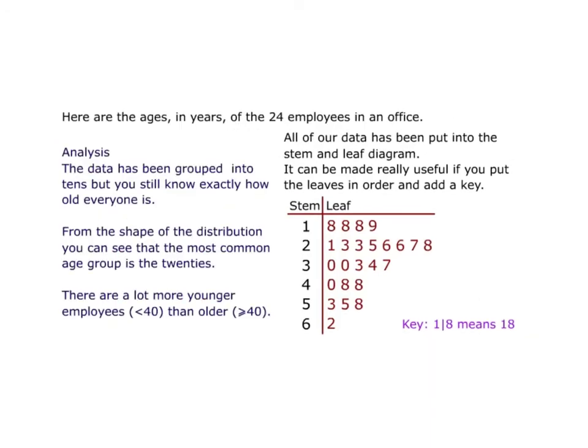So now what can we tell from the stem and leaf chart? Well, let's have a look here. The data has been grouped into tens, but you still know exactly how old everyone is. From the shape of the distribution, you can see that the most common age group is in their 20s. There are a lot more younger employees, so people less than 40, than there are older than 40. And we can get that information just by looking at the shape of the diagram.